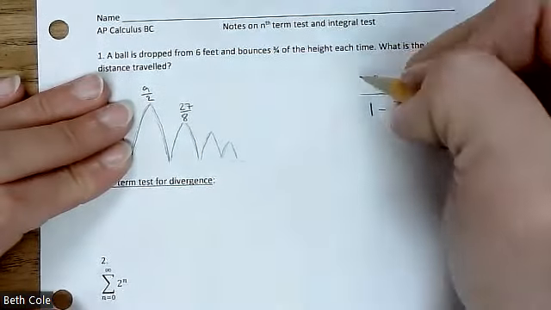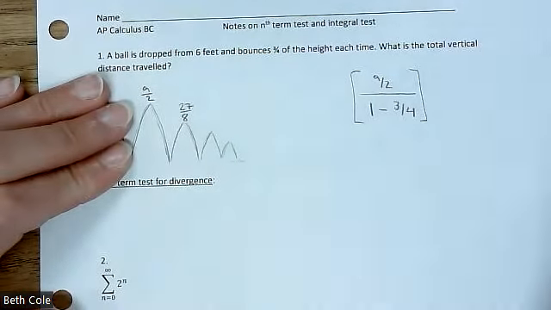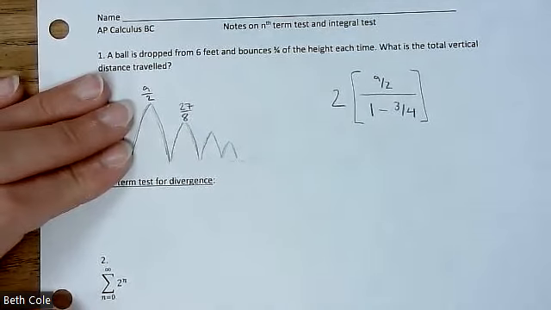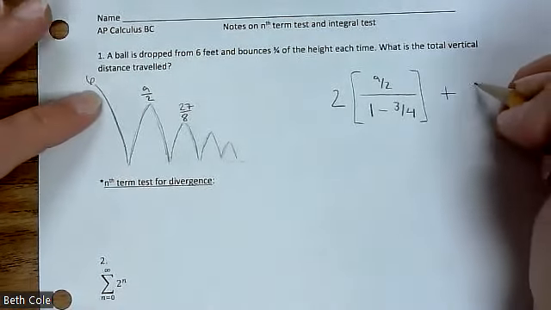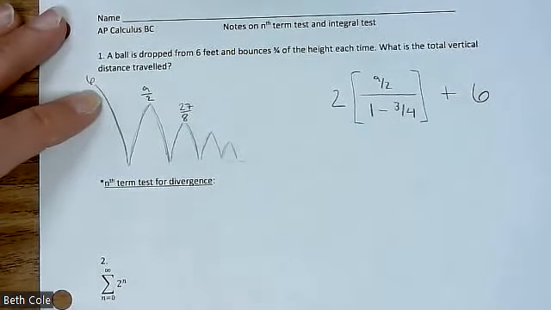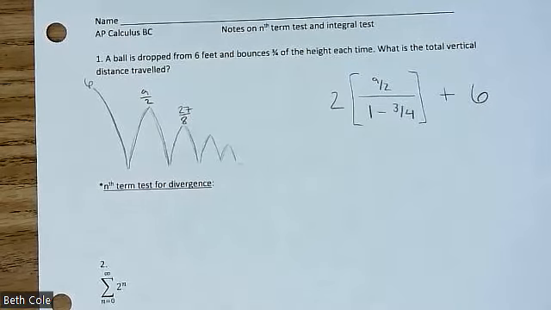That's the sum. Now what I'm going to do is give that a big old hug and double it. Again, why am I doubling? It goes up and down. The vertical distance is doubled because it goes up and down. And then what I'm going to do is add 6 for the first initial drop. It's like you took a bouncy ball and dropped it from 6 feet and then watched it bounce. It'll eventually stop in real life. I guess according to this, it's going to bounce infinitely, but in real life, it's going to stop.